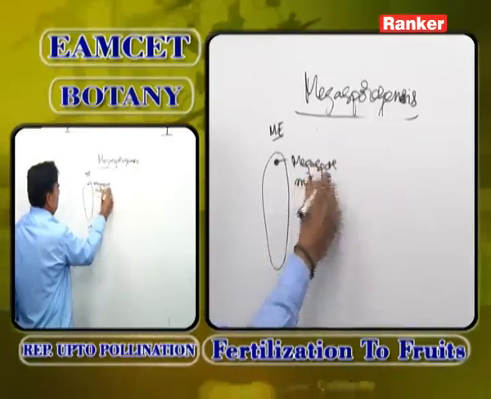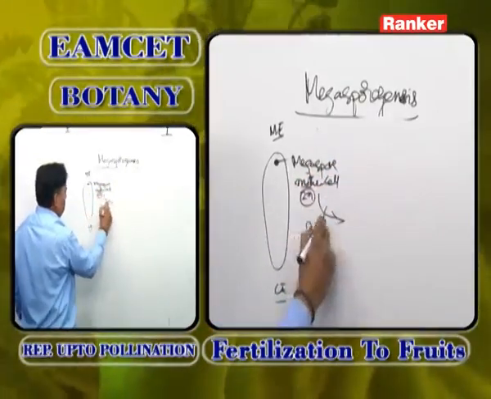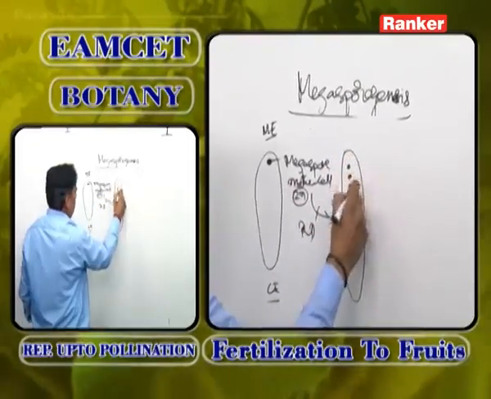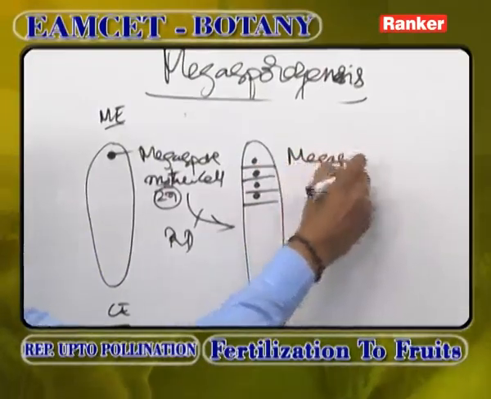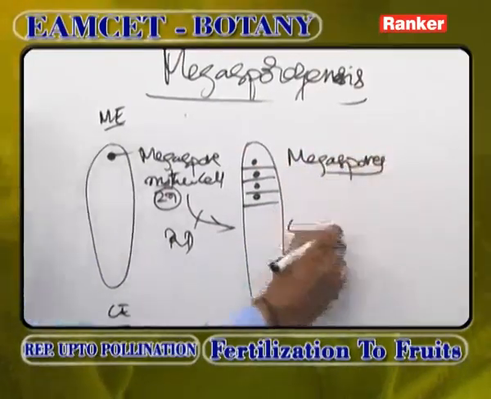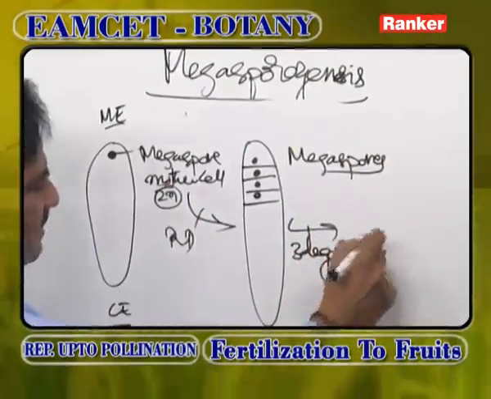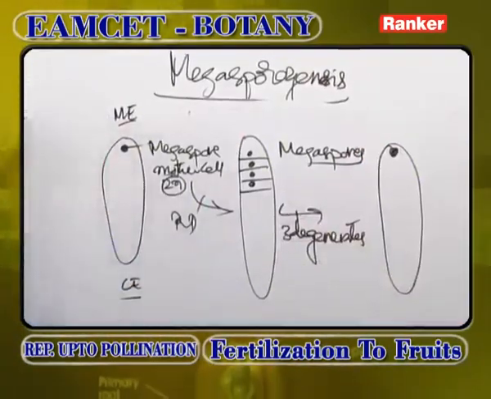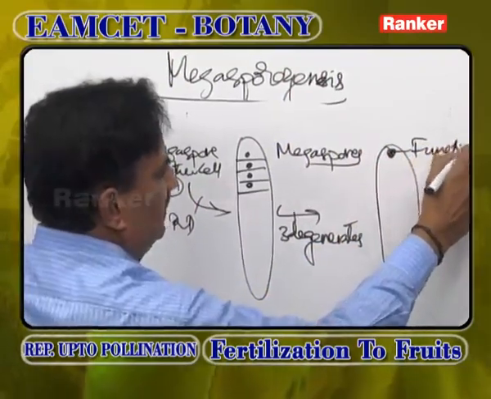This megaspore mother cell, diploid, undergoes reduction division and produces 4 haploid megaspores. Of these 4 megaspores, 3 degenerate, that means disintegrate. If 3 degenerate, only 1 remains functional towards the micropylar end. So, this is the functional megaspore.